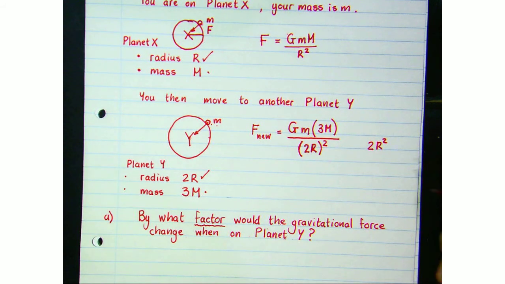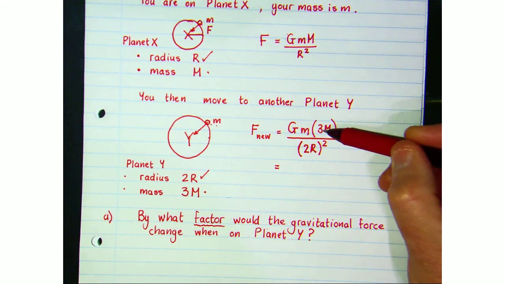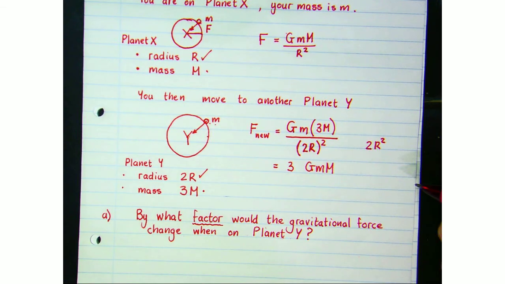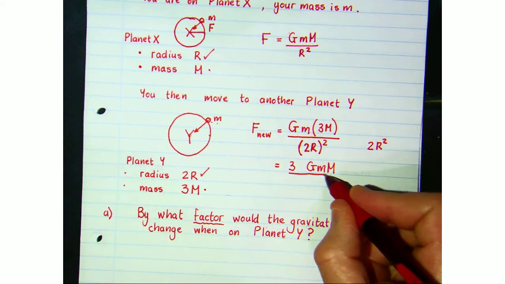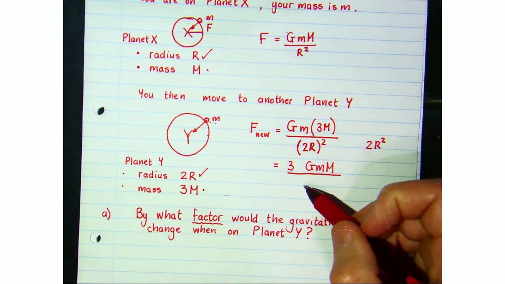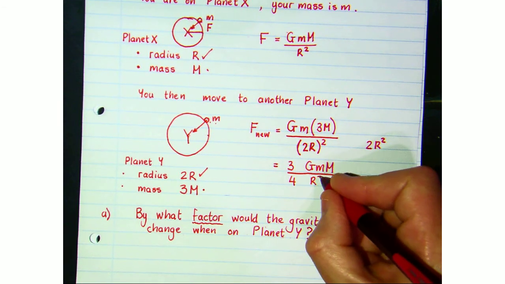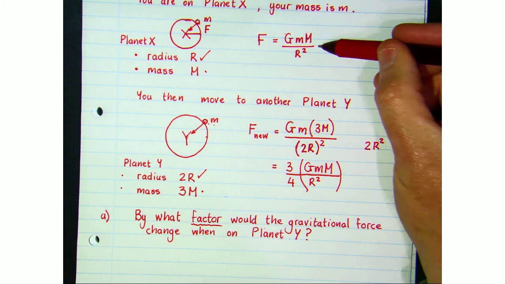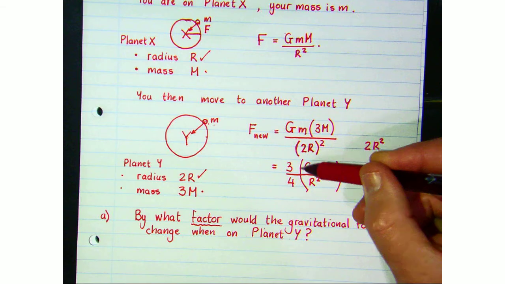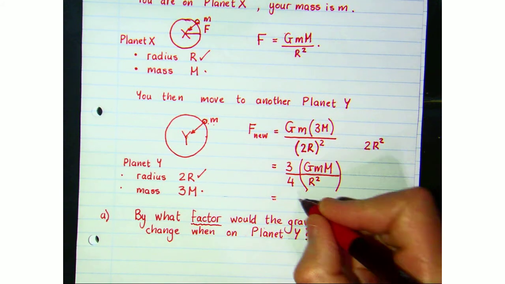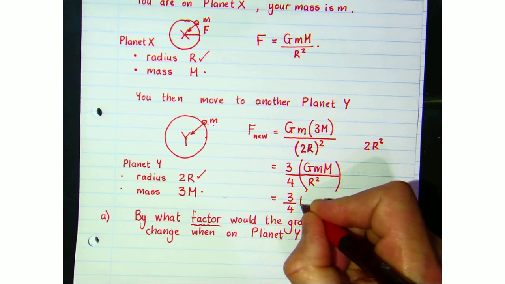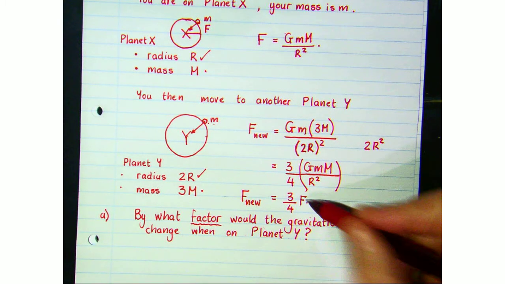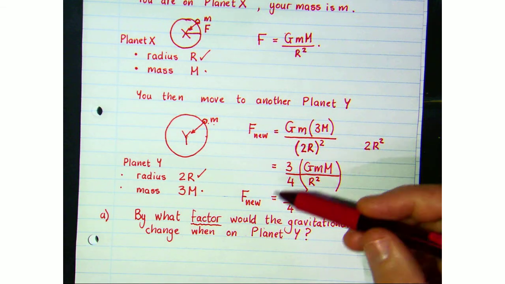Okay, so let's work with this expression. In the numerator, we've got a 3 that we could bring to the front, and we've got G, M, capital M. The order in which we write that doesn't matter, but we want to bring that factor to the front. And here at the bottom, when we square 2r, we get 4r squared, and then we'll recognize this expression as the original force. So this expression in brackets here was the force on planet X. So let's replace that with F, and the new force on planet Y is 3/4 of the old force. So it turns out that the force on planet Y is smaller than the force on planet X.